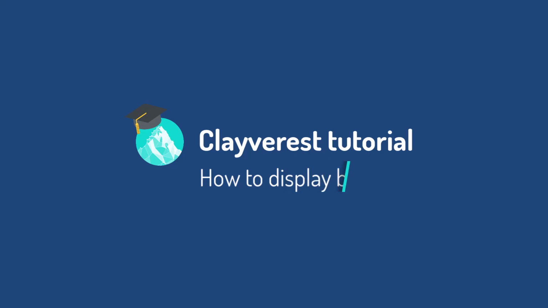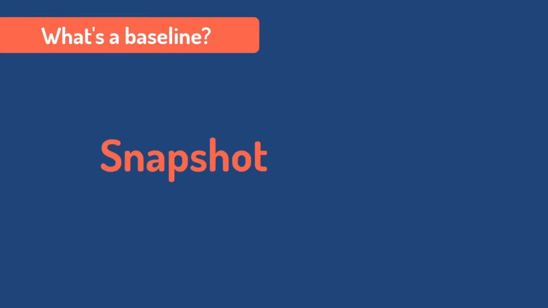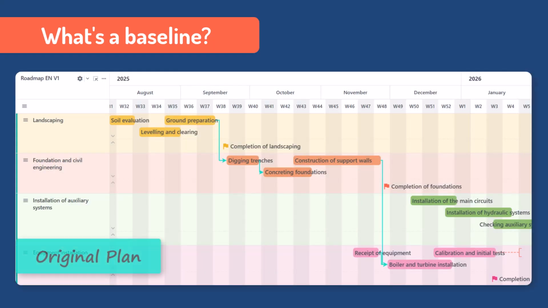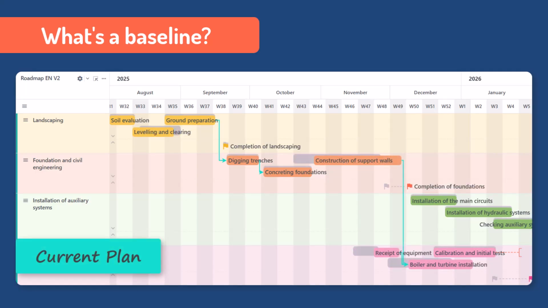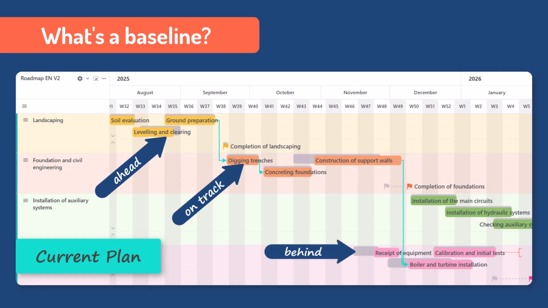In this video, you'll learn how to display your baseline alongside your planned dates. A baseline is a snapshot of your original plan, the agreed start and finish dates for your tasks and milestones. Showing it on your roadmap helps you compare your original plan with the current one, so you can see if you're ahead, on track, or behind schedule.